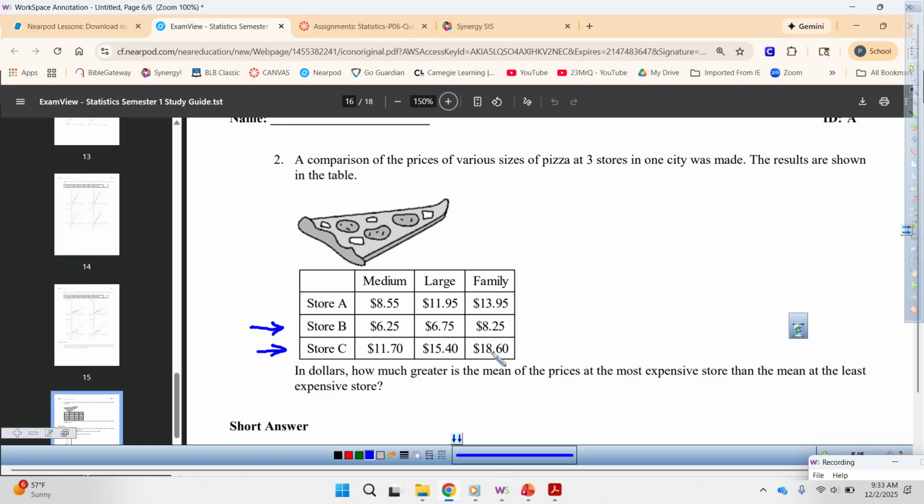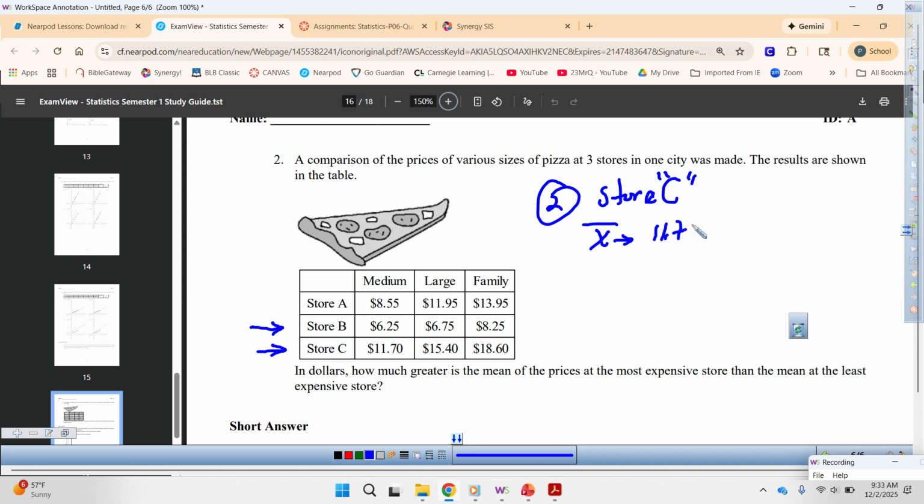No. So tell your neighbor what you need to do with these numbers. So on your paper for number 2, if you did not do that, write number 2 on your paper and write store C. Store C. We're going to start with store C. And we need to find what, everyone? The mean. That is correct.